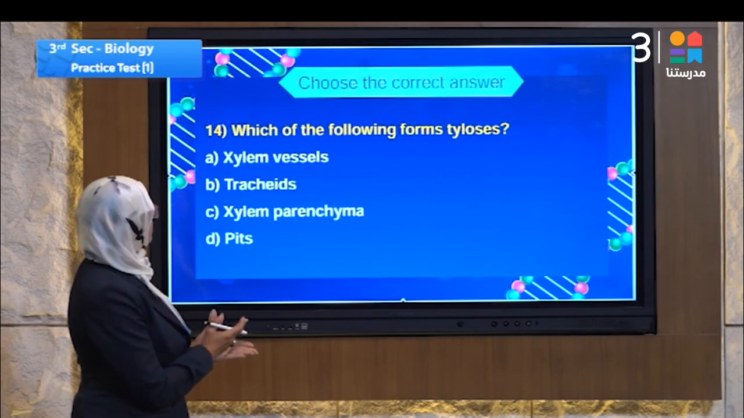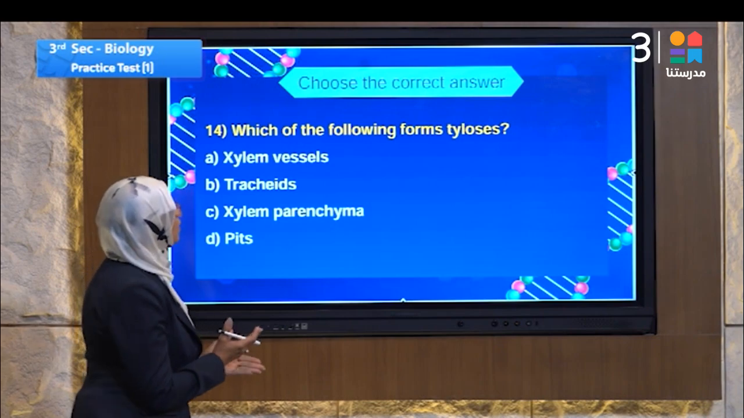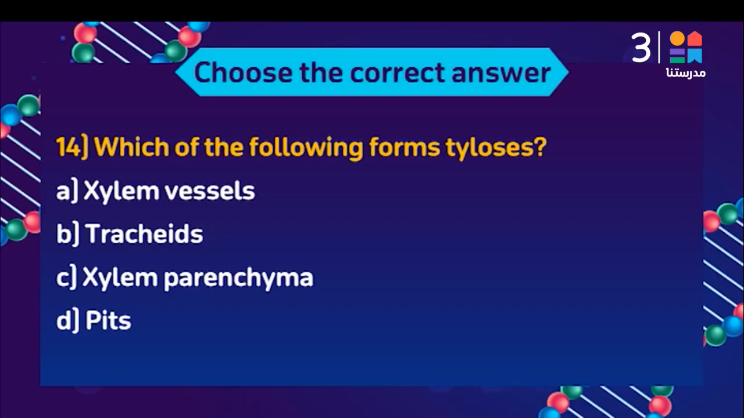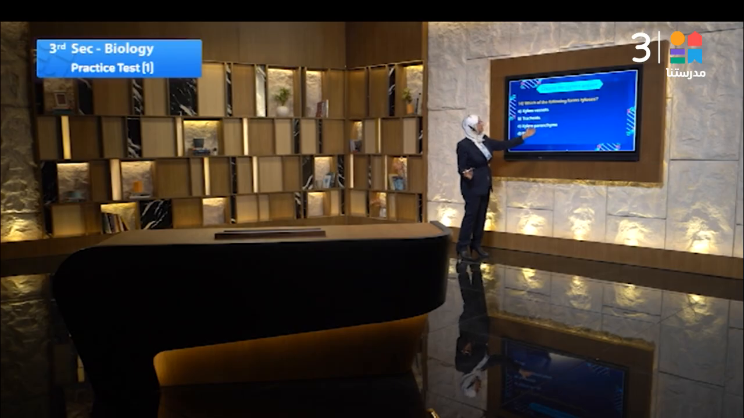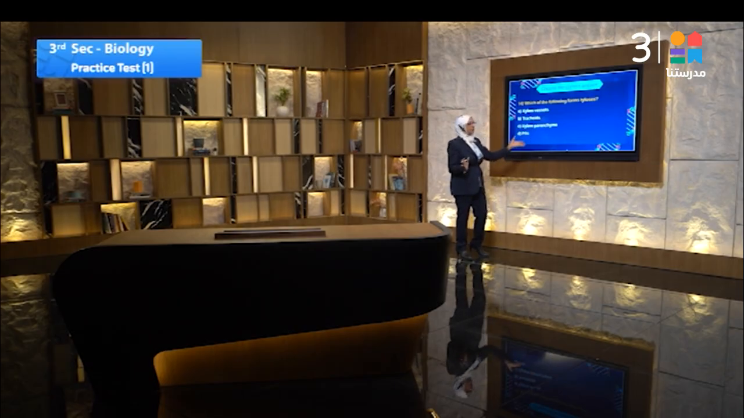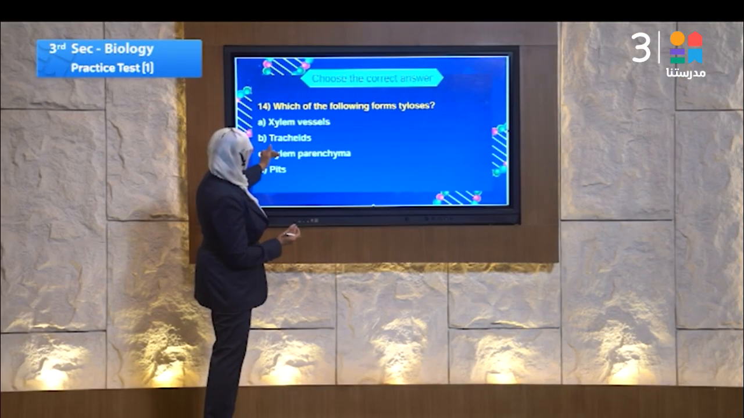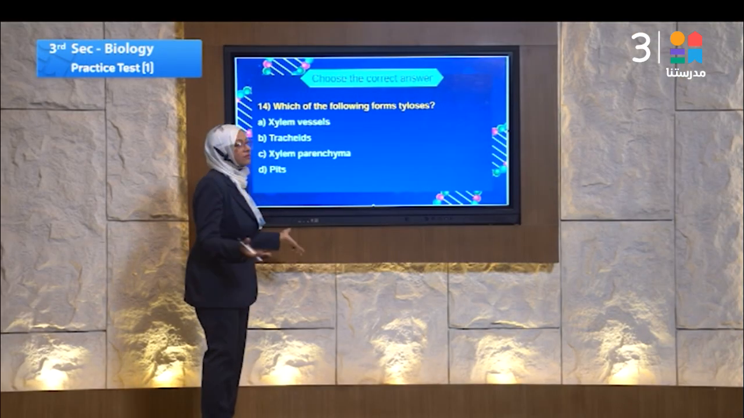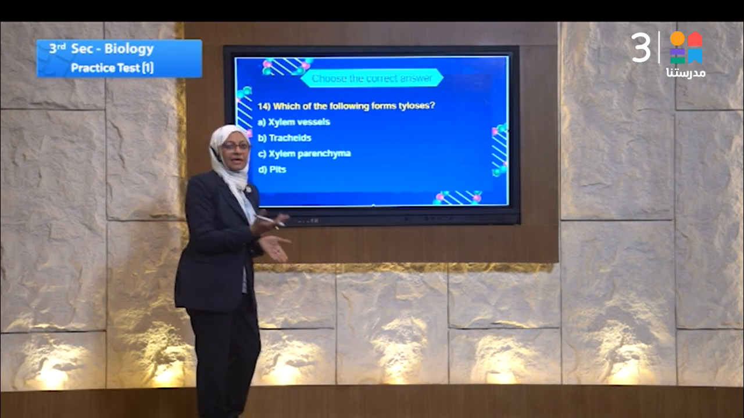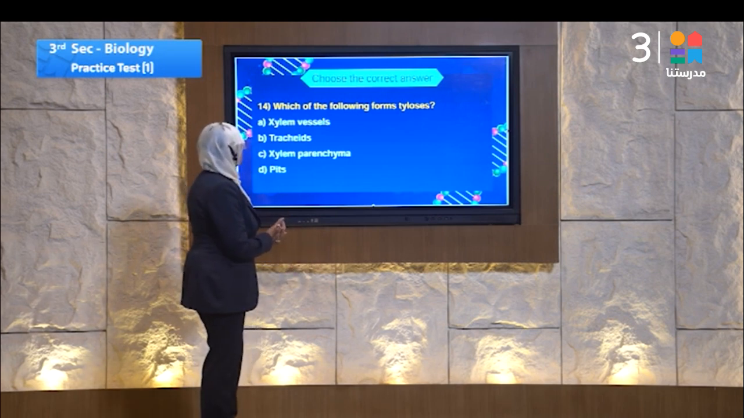Let's go to number 14. 14 is a question about immunity. The immunity here is by tylosis. Tylosis is a cell function and cell division to make xylem vessels, tracheids, xylem parenchyma, or pits. Which of them is responsible for making tylosis?